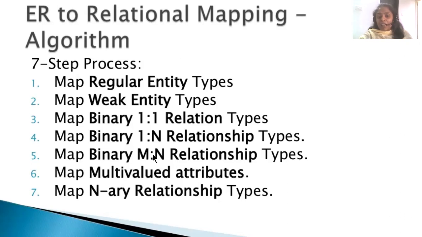Then the last step of the conversion is mapping of n-ary relationship types. Normally in our tables, n-ary relationships do not exist, but in some cases an n-ary relationship is there. If it is available, we have to map it at the end; finally the mapping of n-ary relationship types takes place. Okay, so we are moving to the examples.